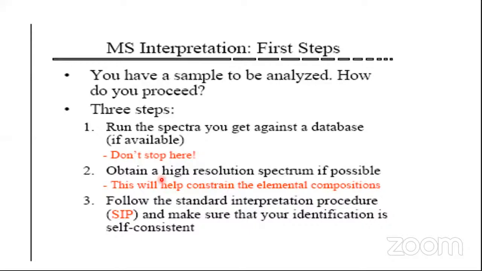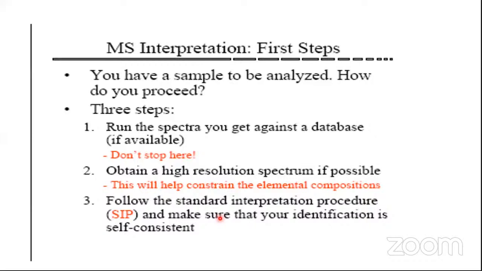I do not know if I can take another 5 minutes or so, and I will try to explain the fragmentation. You have a sample to be analyzed, and you have to process it this way. Run the spectra you get against a database if available. Don't stop there. Obtain a high resolution spectrum if possible, so you get molecular weight up to 4 decimal levels. This will help constrain the elemental composition, meaning how many carbons, how many hydrogens. CHNOS analysis will be available. And follow the standard interpretation procedure to make sure that you identify the compound.